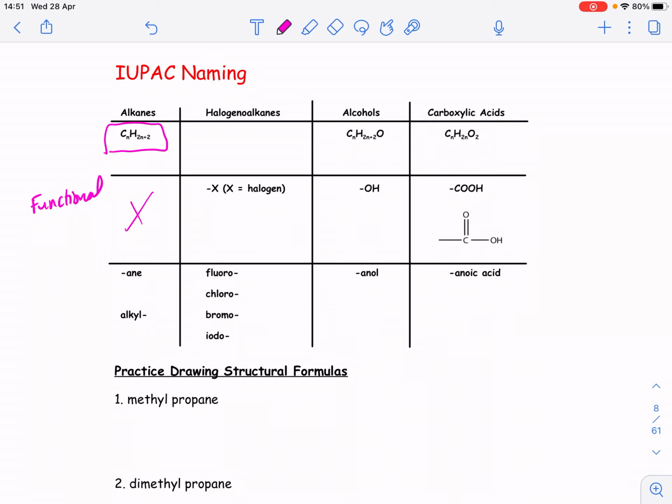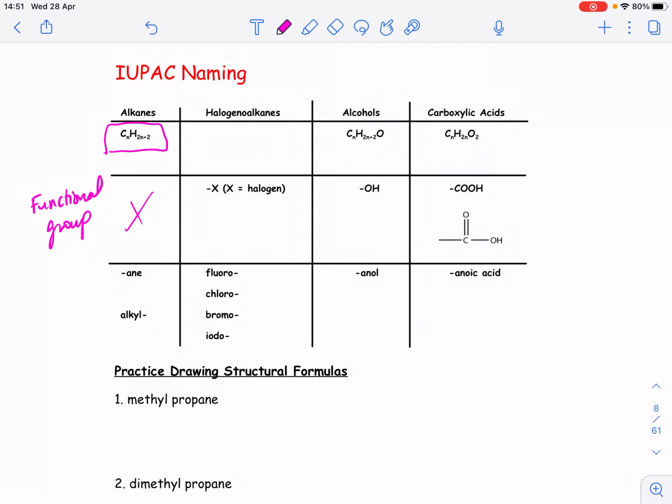The functional group is the part of the molecule, it could be a single atom or it could be a grouping of atoms bonded together, that give that type of molecule a particular type of chemical behavior, particular types of properties. And you're going to have to learn around 10 different functional groups and what they're called and what types of molecules they are connected with.